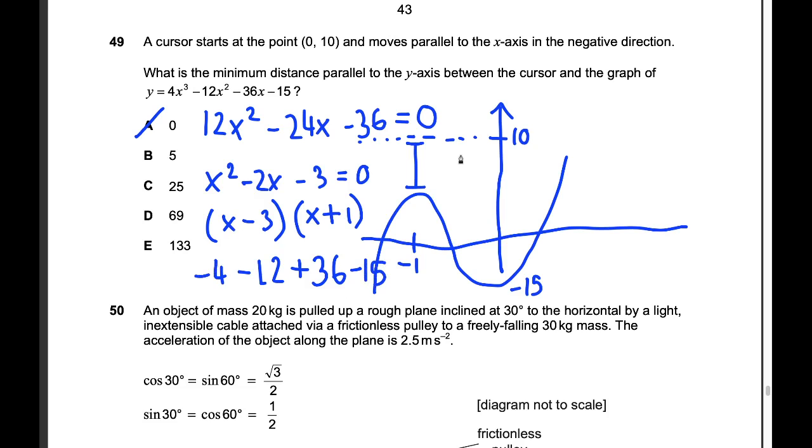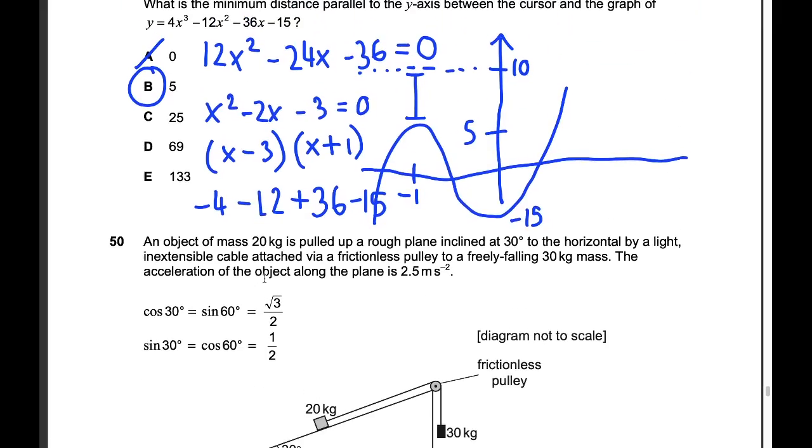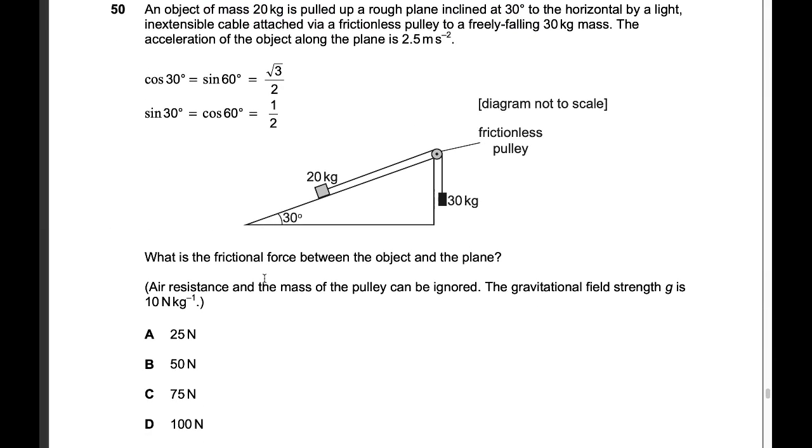Okay, so if I do that, I will get 5. Yeah, 5, and we started at 10, so if this maxima is at 5, then the distance between 5 and 10 is 5, so the answer is B. Okay, weird, tricky question there with the cursor thing. I don't really know what they were on about there, but you can work it out even if you don't really know what a cursor is, like me.